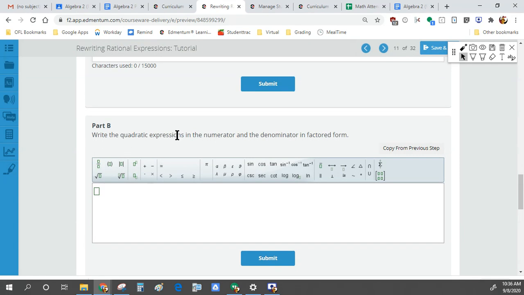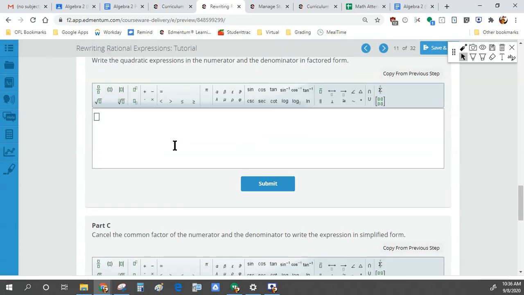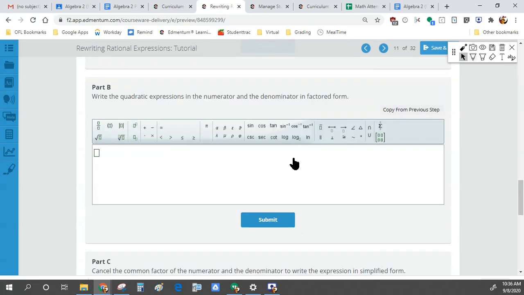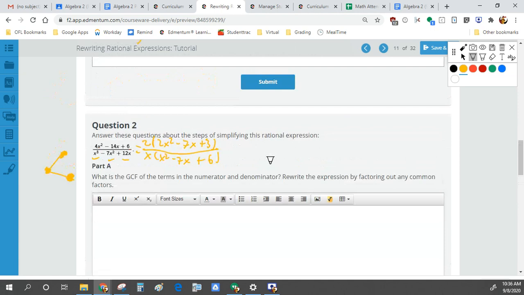So now it wants you to factor these expressions, the numerator and the denominator. So you're going to do two box methods. Unfortunately, it's not letting you show your work again, but I'm just going to do the box methods up top here. I'm going to do one for the top and one for the bottom. So the top one will look like this.